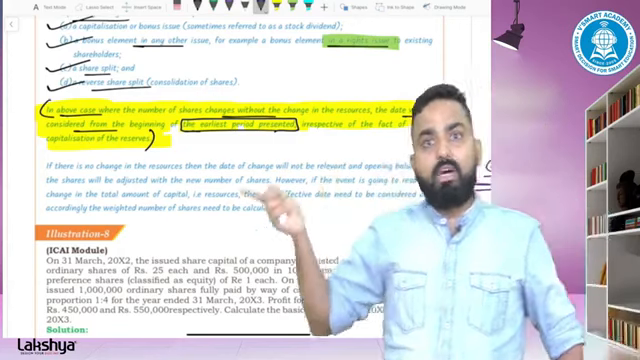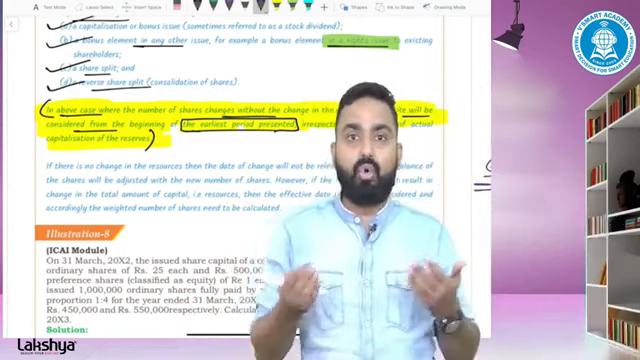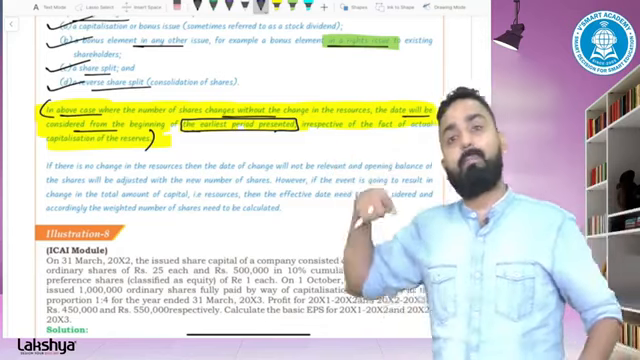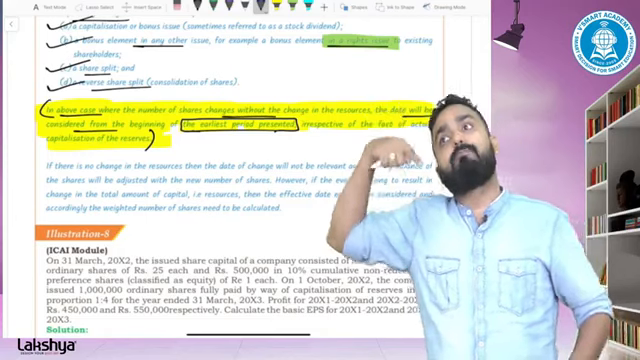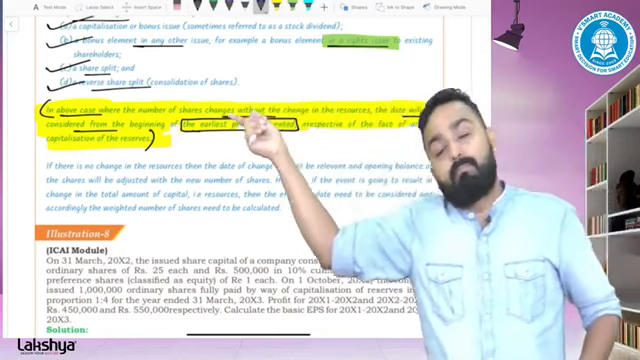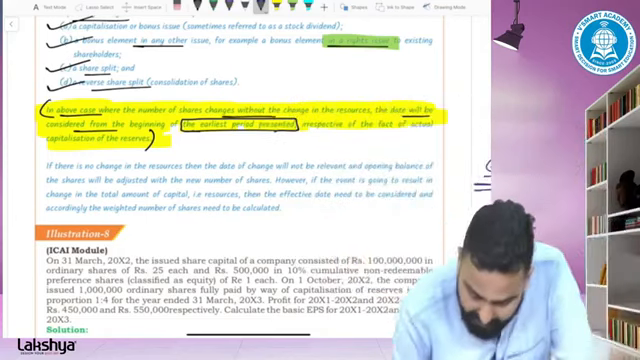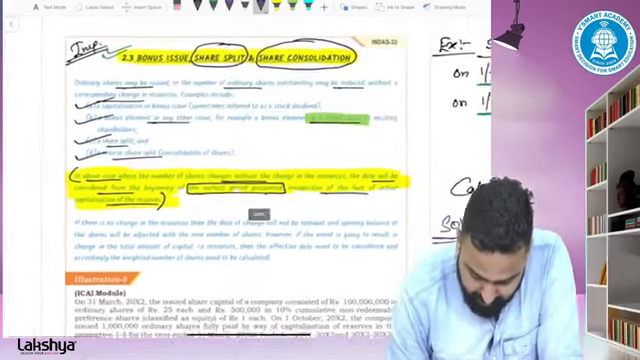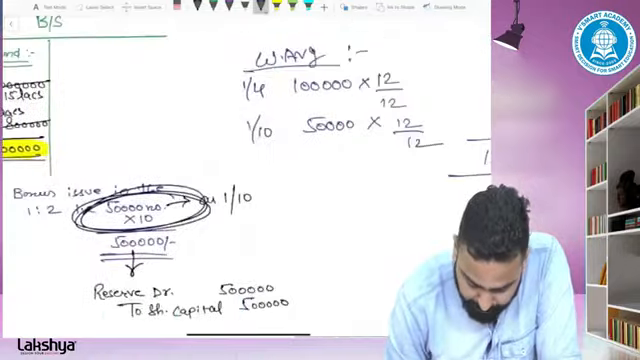Sir, from the beginning of the corresponding previous year, why? You told us from the beginning of the current year, and they are saying from the beginning of the earliest presented period, meaning the beginning of the previous year. Why so? Irrespective of the fact of actual capitalization of the reserves. I am giving you one example on this.